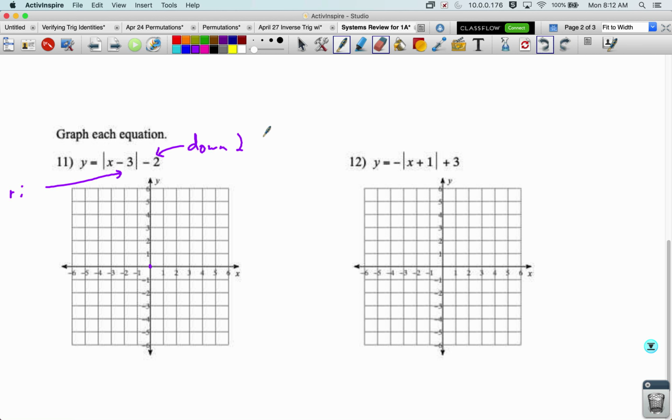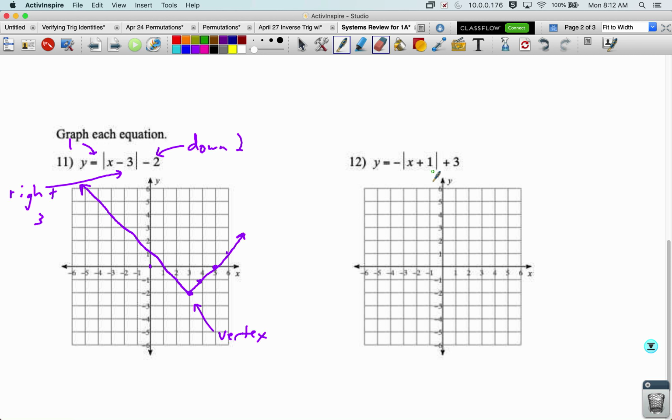Let me make that page look better. All right, so down 2, right 3, this is the new vertex. Now there's no coefficient in front, so we can say there's a 1 in front. That's the slope going to the right. So I add in that slope going to the right. And then you have to mirror it. It makes a V-shaped graph. So if the slope was 1 over here, it's going to be -1 over here. And it's going to follow that diagonal all the way off the graph. And that is our absolute value graph.